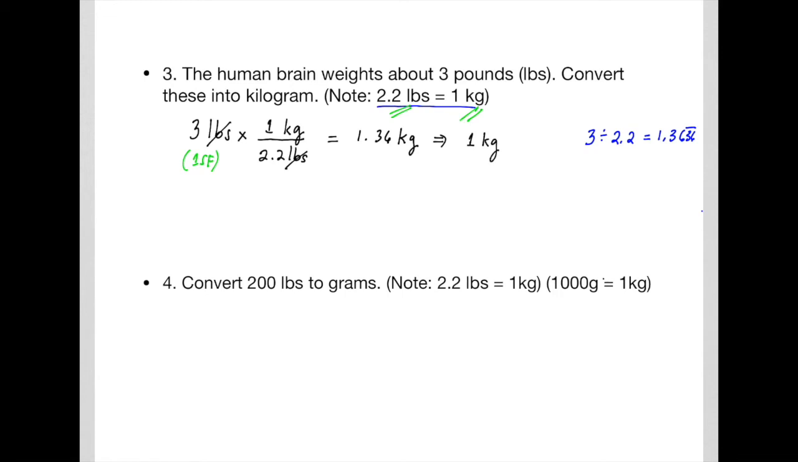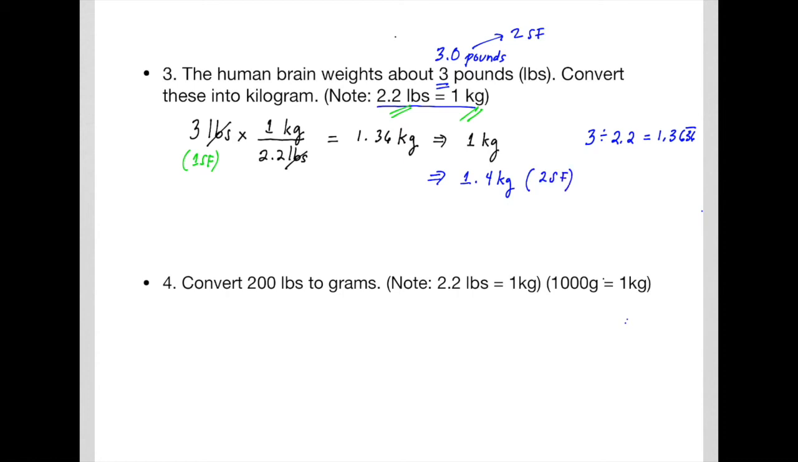If, let's say for example, I write here, instead of 3 pounds, 3.0 pounds, it has two significant figures. And if it has two significant figures, this 1.36 would become 1.4 kilograms. And that would show that it has two significant figures.